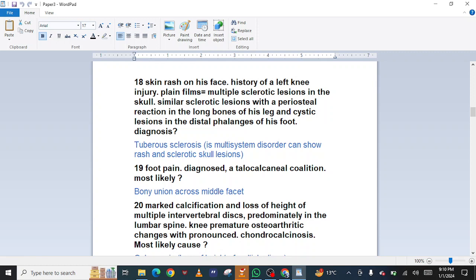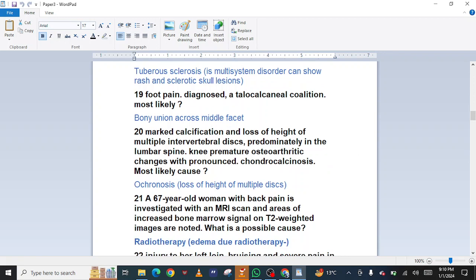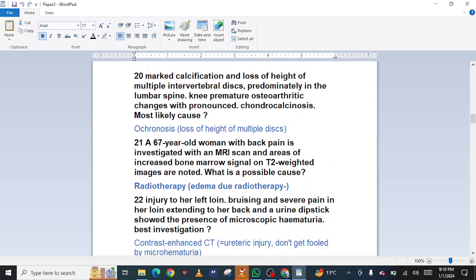Diagnosed: talocalcaneal coalition, bony union across the middle facet. 20. Marked calcification and loss of height of multiple intervertebral discs, predominantly in the lumbar spine. Knee: premature osteoarthritic changes with pronounced chondrocalcinosis.